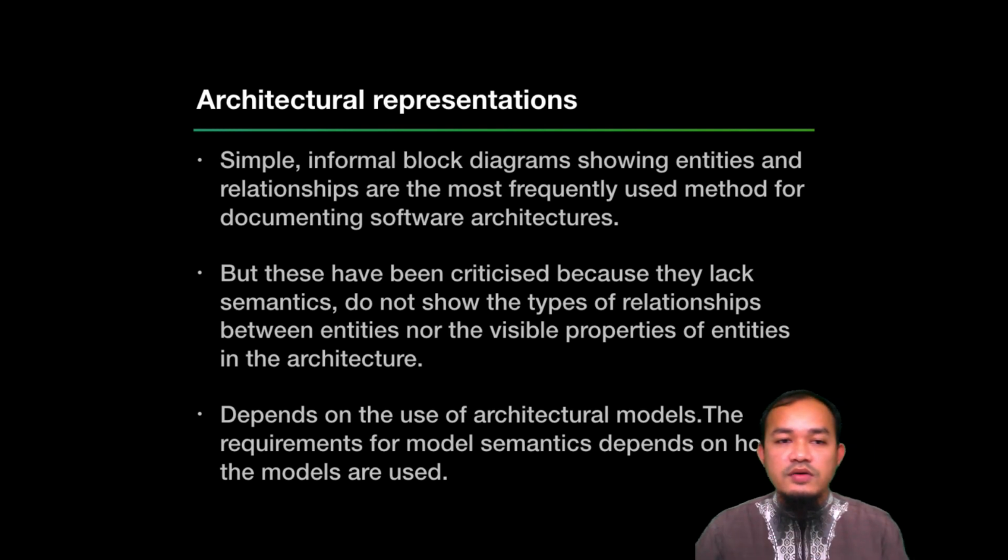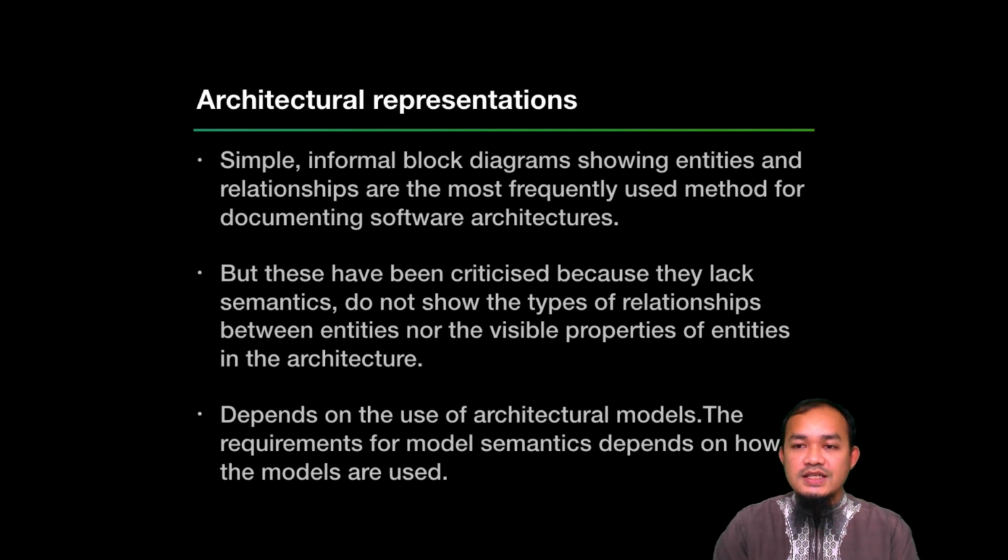Simple informal block diagrams showing entities and relationships are the most frequently used method for documenting software architecture. But these have been criticized because they lack semantics. That means they are difficult to explain to another person, because the box can mean many things and the line can mean many things. So we should represent architecture in terms of something more specific. They do not show the type of relationship between entities, nor the visible properties of entities in the architecture. That's why lines and boxes are difficult for explaining the architecture.